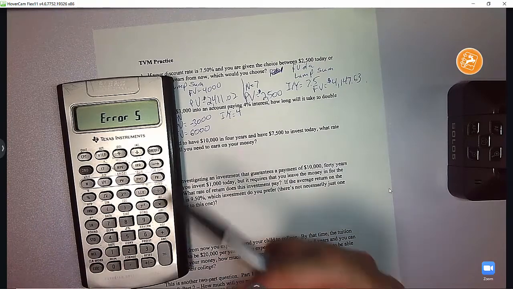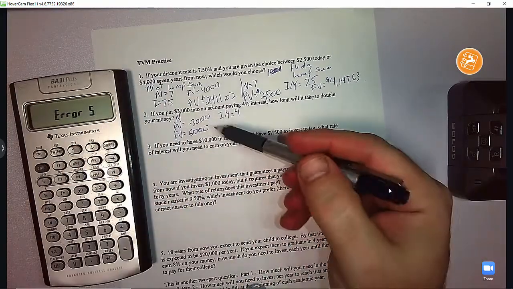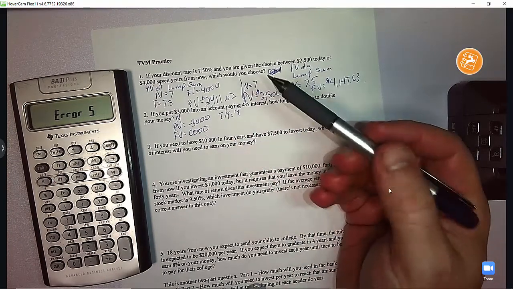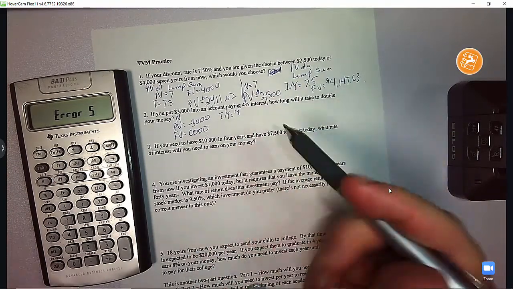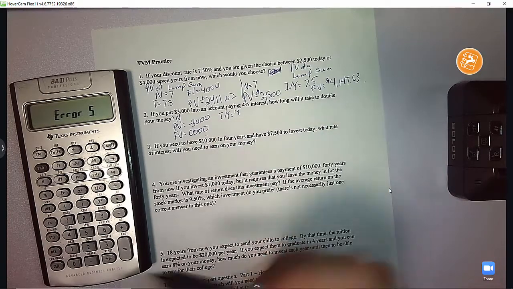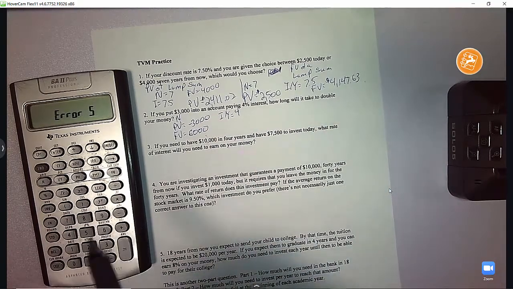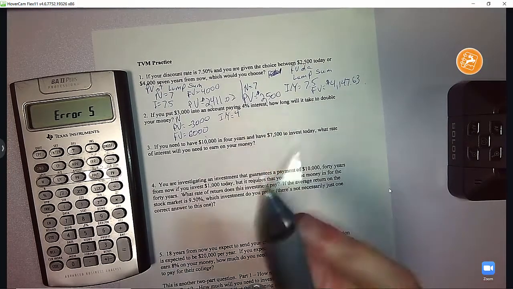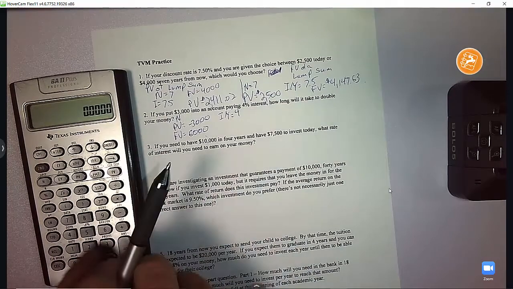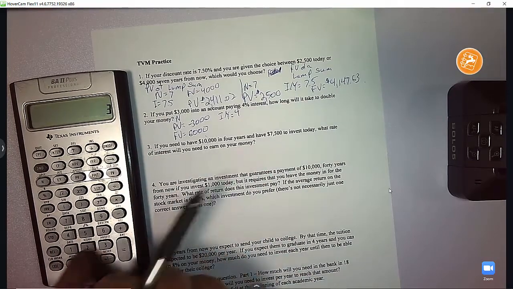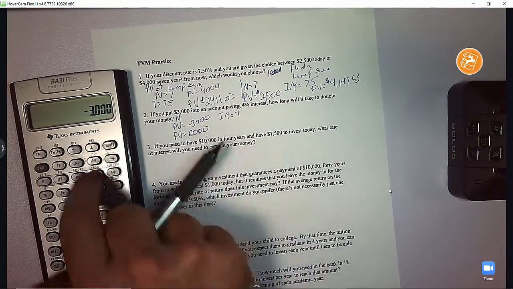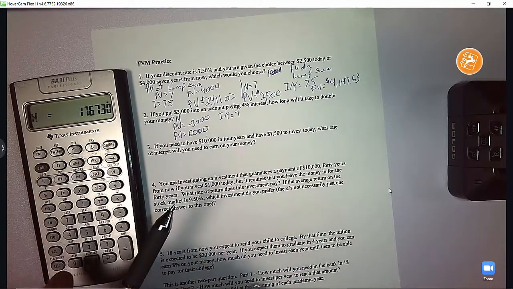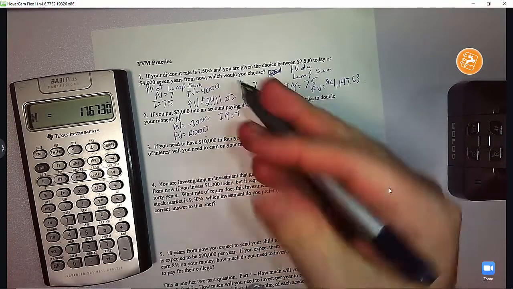The reason it's giving me an error message is that I put a positive cash flow in for the present value and a positive cash flow in for the future value. So it can't really calculate how long it would take, because neither of these is an investment. Neither of these is cash flow coming out of my pocket and going into an account paying 4% a year. So I'm going to correct this by putting 3,000 negative in for my present value, and then computing N. And I get 17.67 years.